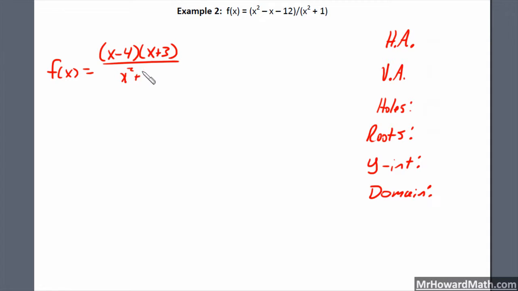So it's fully factored. Because there are no factors in the denominator, that means we can already say that for holes there are none, because no factors cancel between the numerator and denominator, and there will actually be no vertical asymptotes here because we have no factors in the denominator at all that would not cancel.